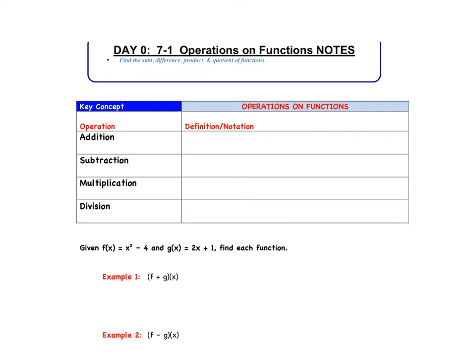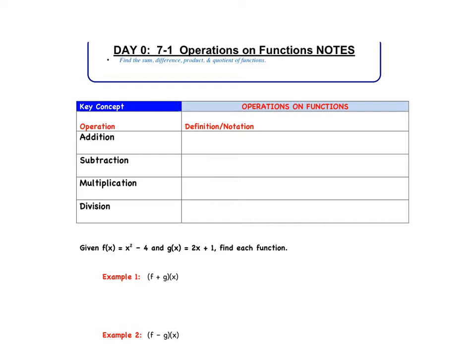Today we will be looking at operations on functions, specifically finding the sum, difference, product, and quotient of functions. So here we have our chart on the key concepts and operations on functions. You have seen an old notation of this, which we will review, and then I will be introducing the new notation.